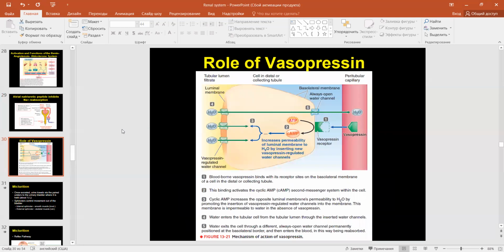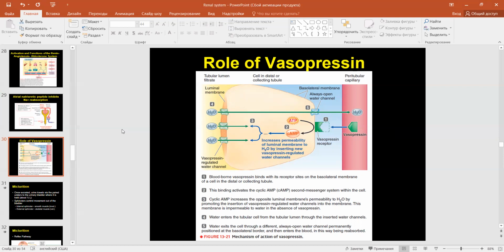And the last hormone to be discussed is vasopressin. So for water absorption to occur across a segment of the tubule, two criteria must be met. First, an osmotic gradient must exist across the tubule. And second, the tubular segment must be permeable to water. The distal and collecting tubules are impermeable to water, except in the presence of vasopressin, also known as antidiuretic hormone, which increases the permeability to water.